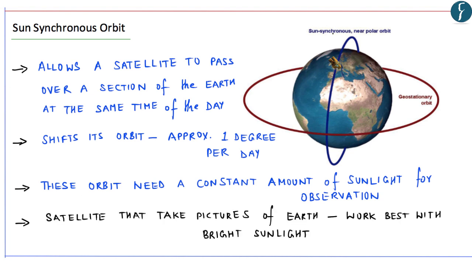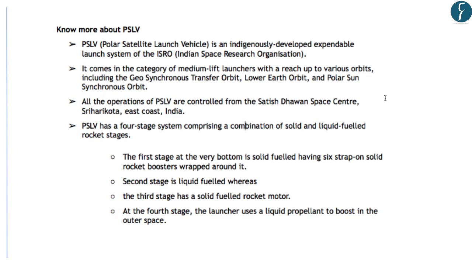As you can see in this particular picture, the blue line represents a sun synchronous near polar orbit, and the red line represents a geostationary orbit. A satellite in the geostationary orbit appears stationary when viewed from the Earth. In this aspect, let us learn a few points about PSLV. Now, PSLV, that is Polar Satellite Launch Vehicle, is an indigenously developed expendable launch system of ISRO, that is Indian Space Research Organization. It comes in the category of medium lift launchers with reach up to various orbits, including geosynchronous transfer orbit, lower Earth orbit, and polar sun synchronous orbit.